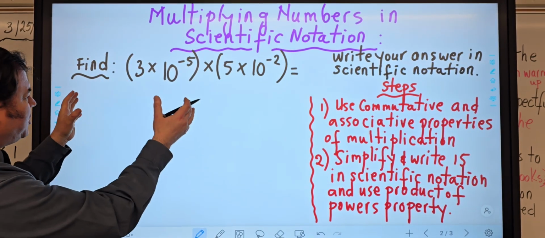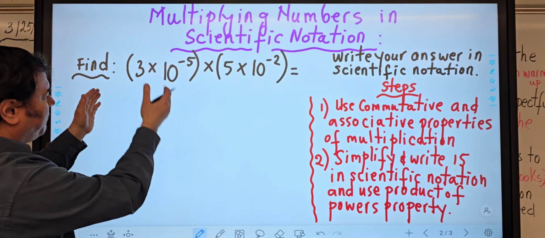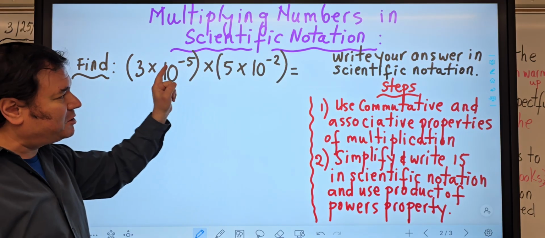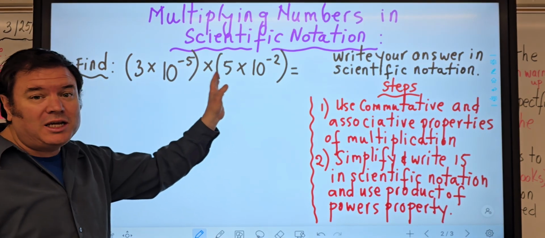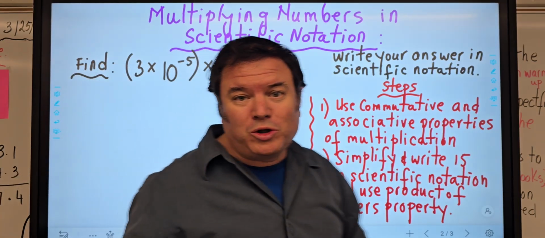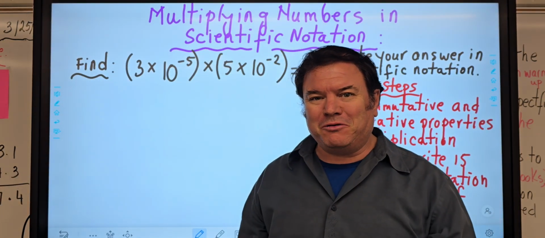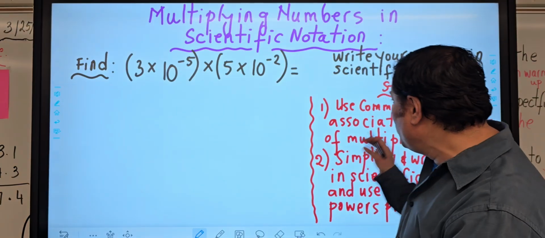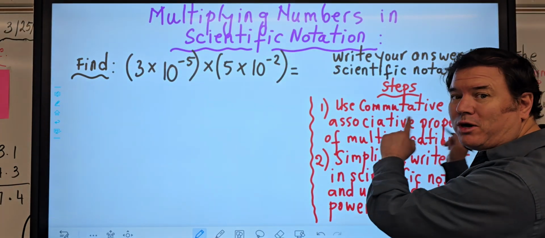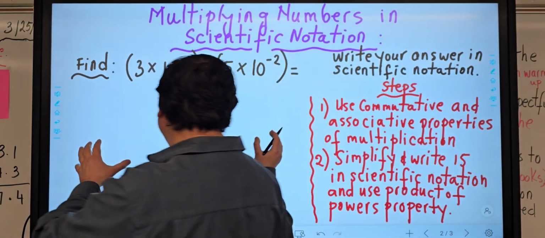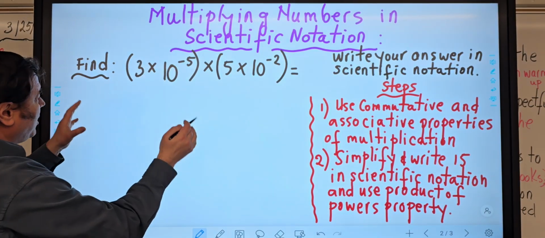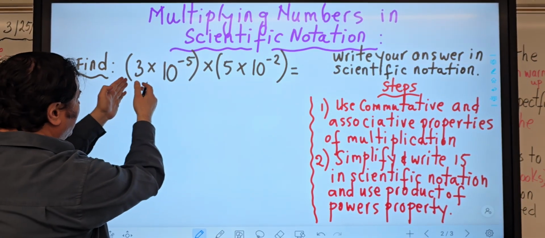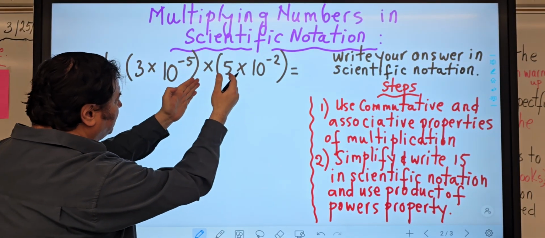So take a look at this expression here. We have 3 times 10 to the negative 5 in a parenthesis times 5 times 10 to the negative 2 in a parenthesis. And remember, multiplication is associative, so we can rearrange the parenthesis the way we want. And we also are going to use the commutative property. We are going to switch things around. So let's regroup 3 and 5. Everything here is multiplication. Times, times, and times.